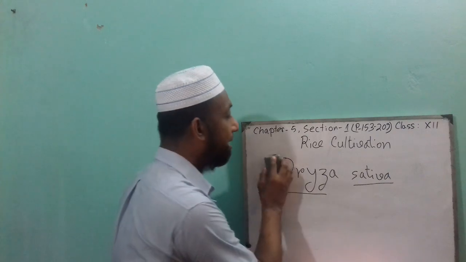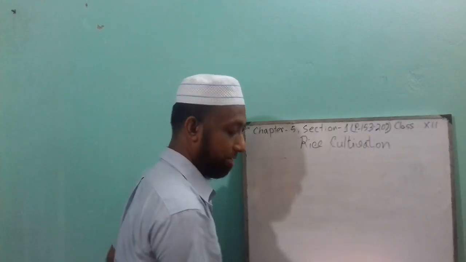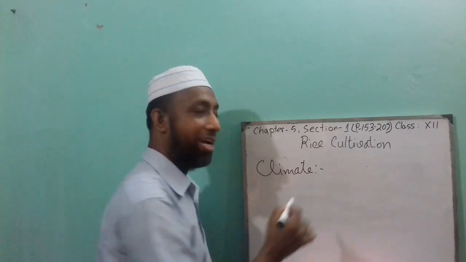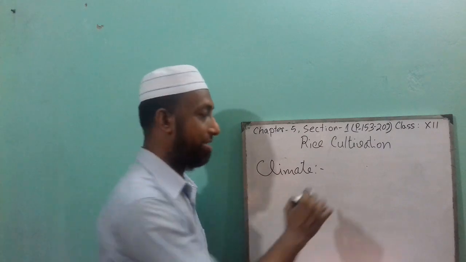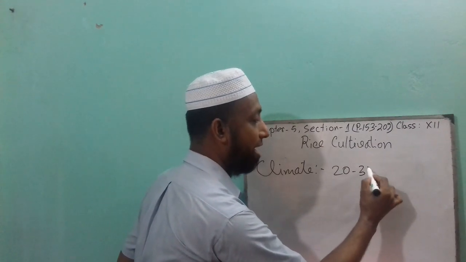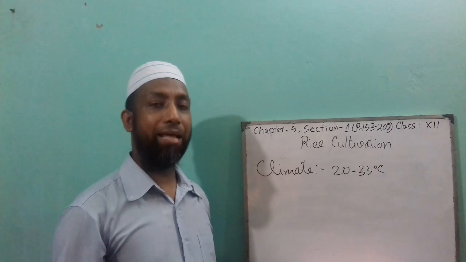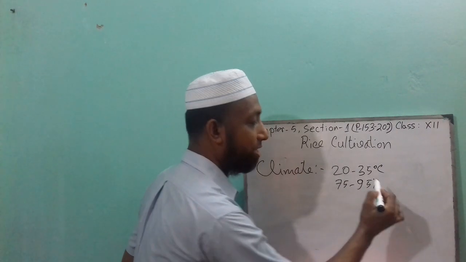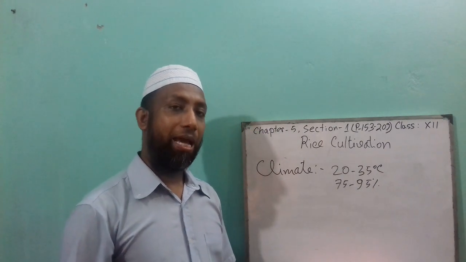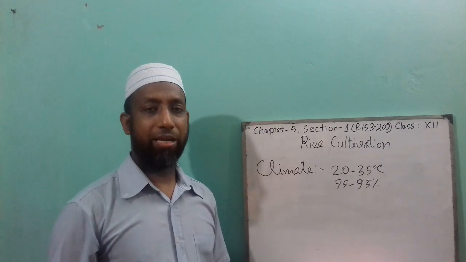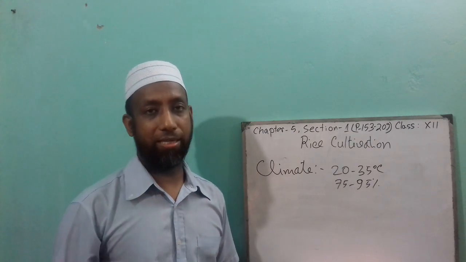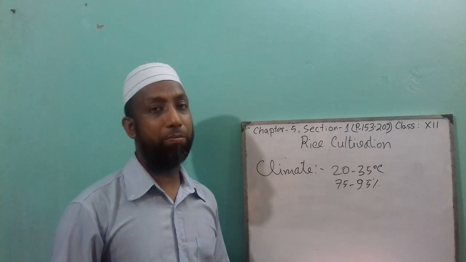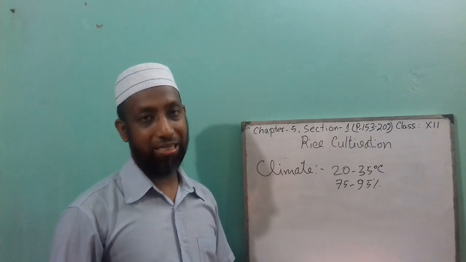And then the climatic requirements. What are the climatic requirements? The general temperature for rice cultivation needed is 20 to 35 degrees centigrade, and the humidity should be 75 to 95%. And the climate is moderate, and it depends on the different stages, like the panicle initiation stage and germination stage, but it is in between 20 to 35 degrees centigrade.